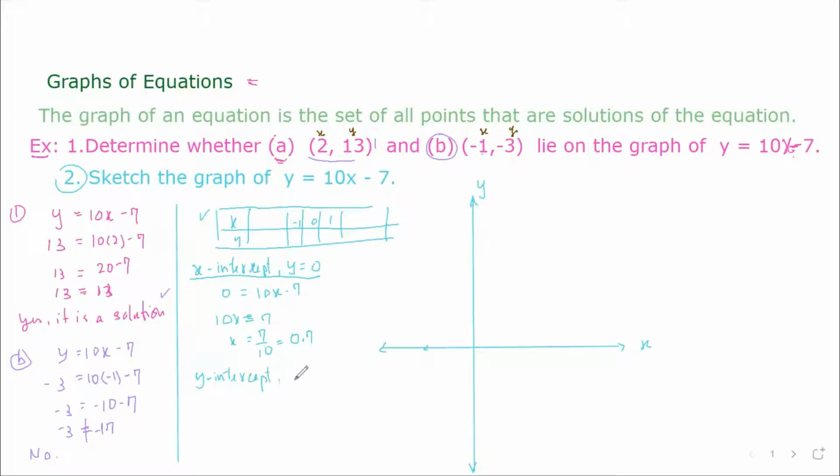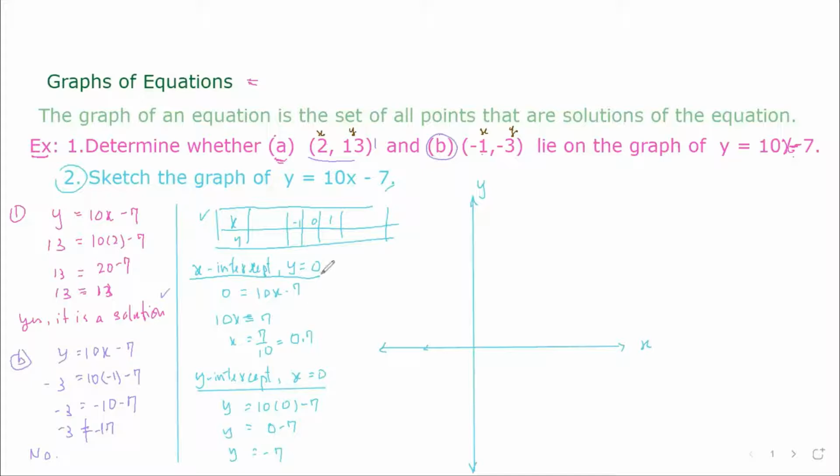If you find the y-intercept, that means x has to be 0, just the opposite. So then replace in this equation again. For the y-intercept, x becomes 0, so y stays here, and then 10 times x where x is 0. Replace x equal to 0 here, and minus 7. So 10 times 0 is 0, minus 7. So y equals negative 7. Okay, now we can plot the graph.